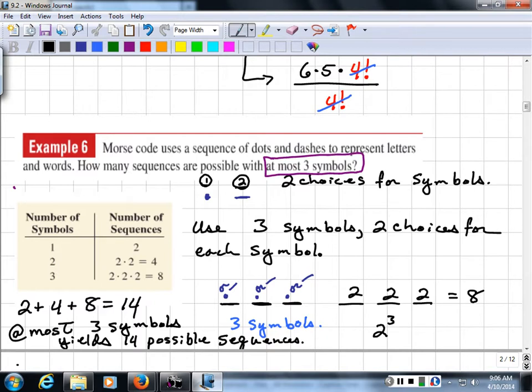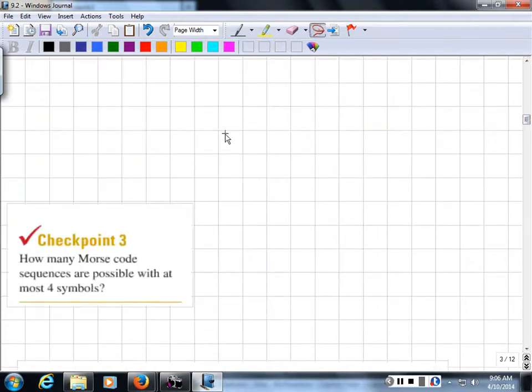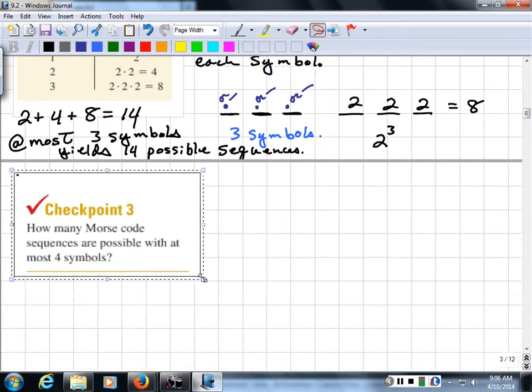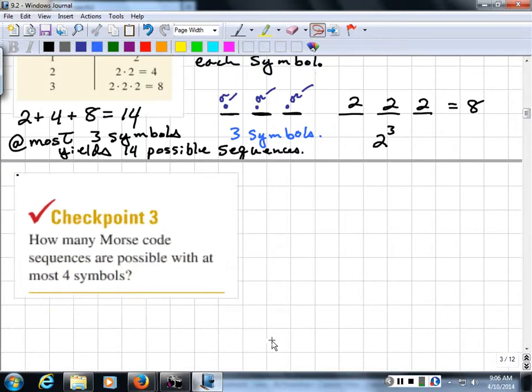Factorial? Not in this case, no. Okay. Now, yep, it's kind of providential that you asked that question. Yes, that's exactly what you're going to do.